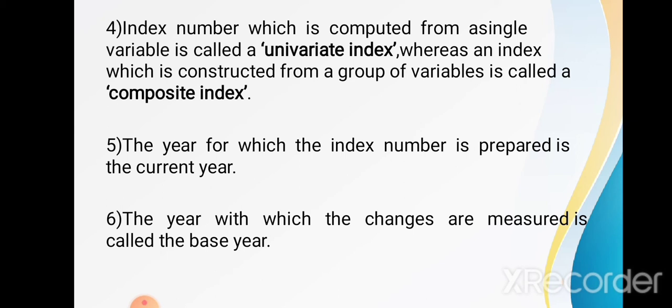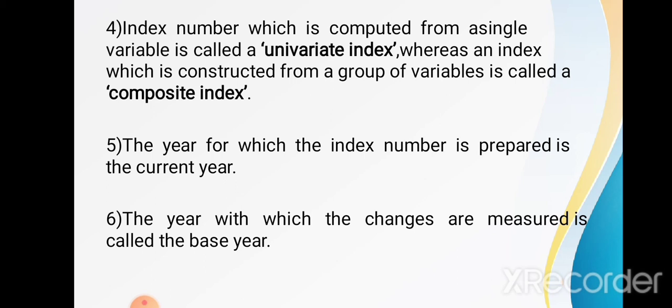So let us come to the fifth feature. The fifth feature is that the year for which the index number is prepared is called the current year. Suppose we are preparing the index number for 2020, then 2020 is called the current year. So the year for which the index number is prepared is called the current year.